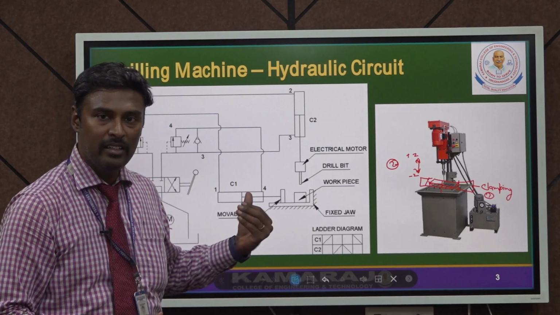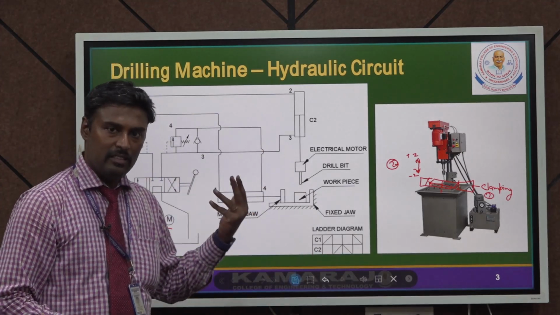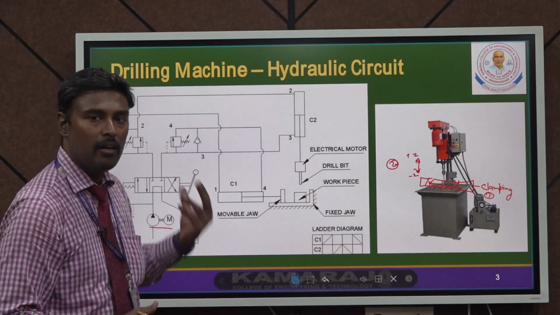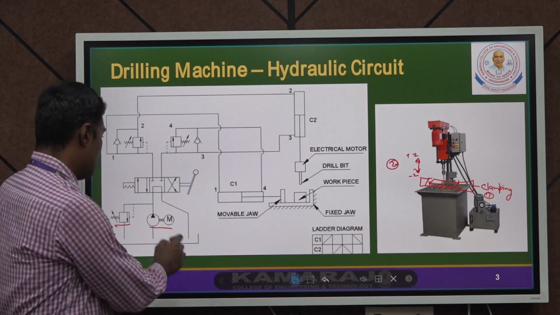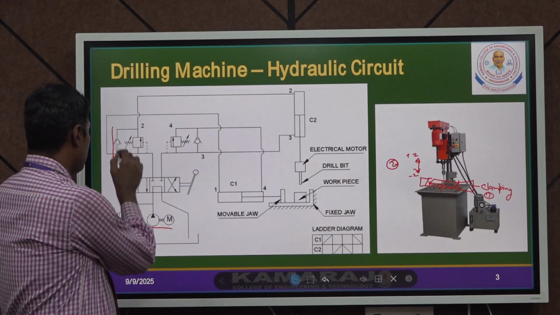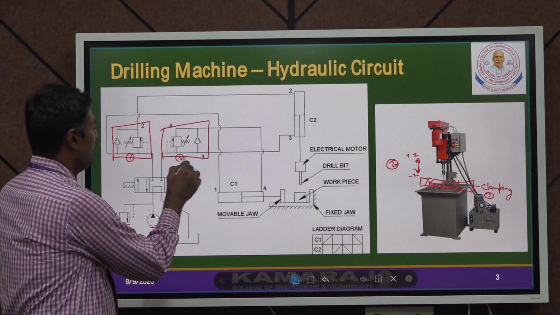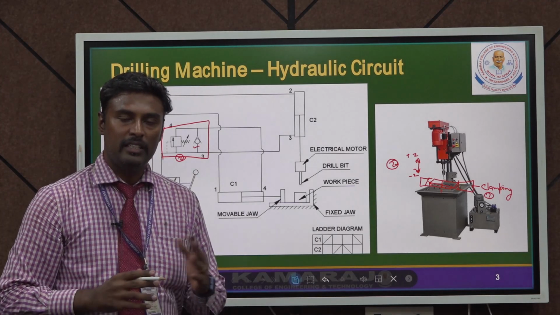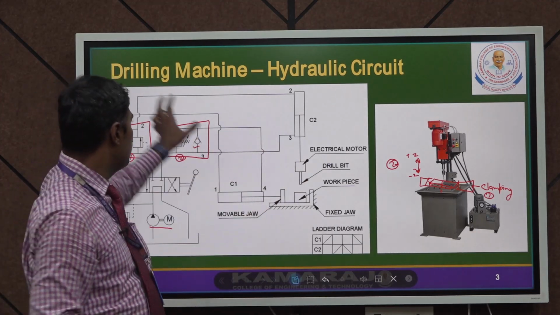That's why we are using a sequential circuit in this drilling machine. In the earlier discussions we covered how sequencing circuits run and what the components of sequencing circuits are. For constructing a sequencing circuit we need an electrical motor associated with a hydraulic pump, a pressure relief valve, and the sequence valves. This is sequence valve 1 and this is sequence valve 2. These two sequence valves are associated with check valves. So this is a common sequence valve circuit, and it is applied in drilling machines.